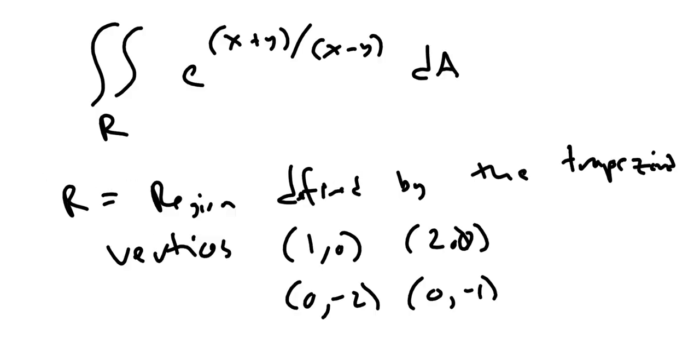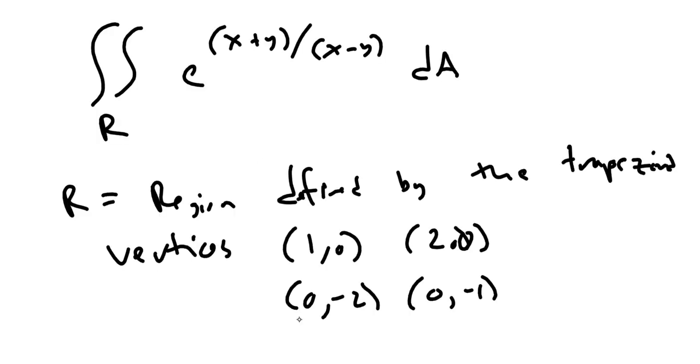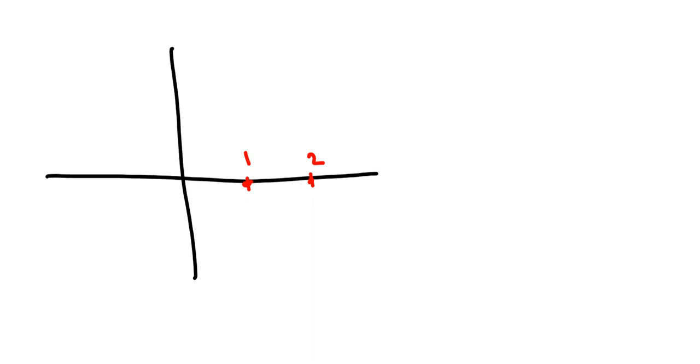If we graph those four points, we've got (1, 0) and (2, 0), so those are probably here. Here's 1, here's 2. And then the other points we have are (0, -2) and (0, -1). Here's -1, here's -2. All right, so you can see that is some kind of trapezoid. We know that these sides are parallel because both of those sides have slope equal to 1, so this is definitely a trapezoid.